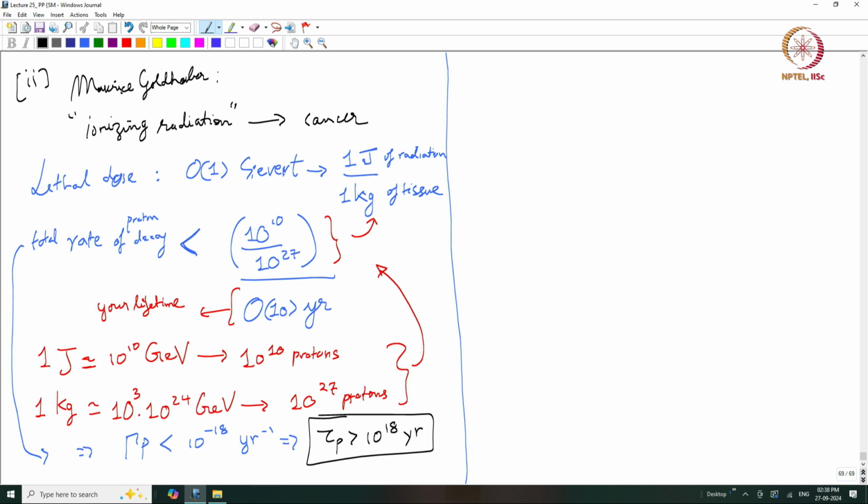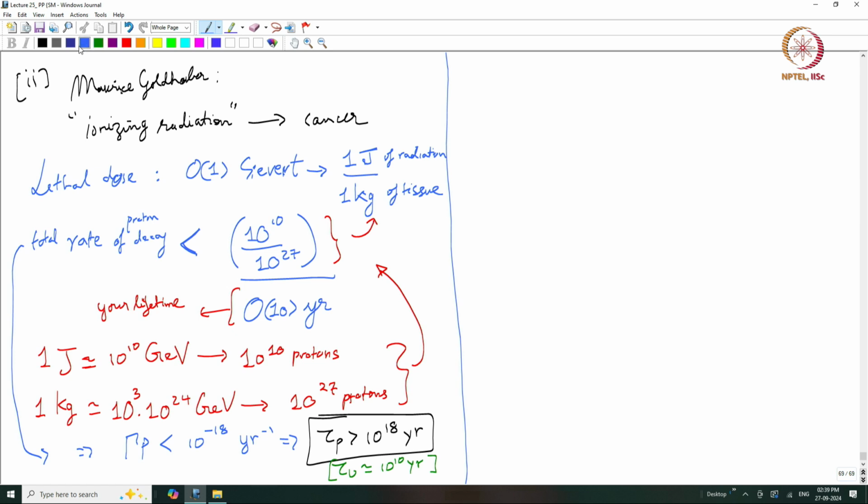Okay. Now, what is the age of the universe? To compare this, the age of the universe is 10 power 10 years. See, although the protons live much longer than the age of the universe, just by assembling a large number of protons into human beings, we are able to set a limit on the proton lifetime that is much larger than the age of the universe, right? Very good.